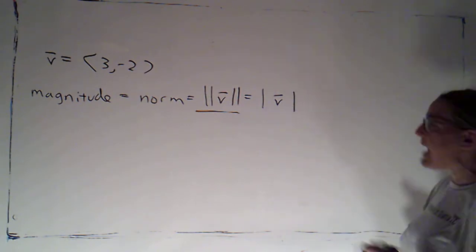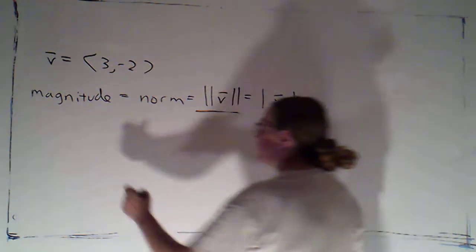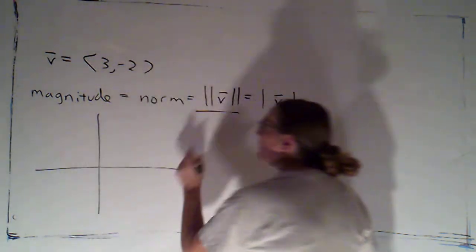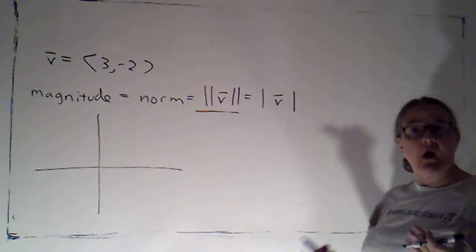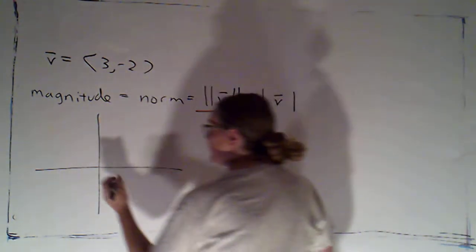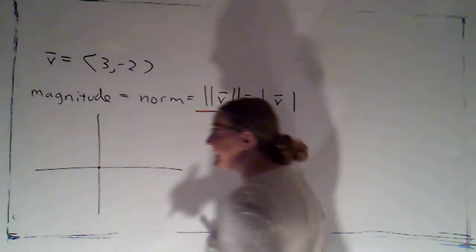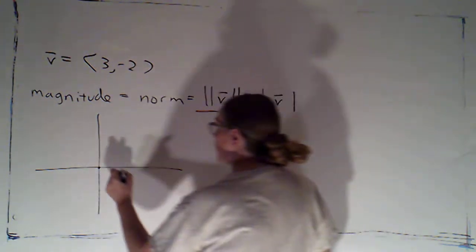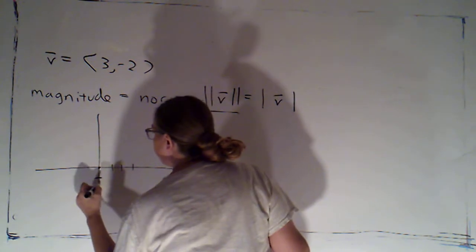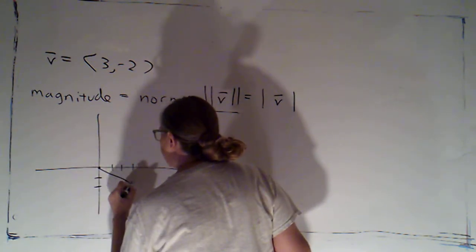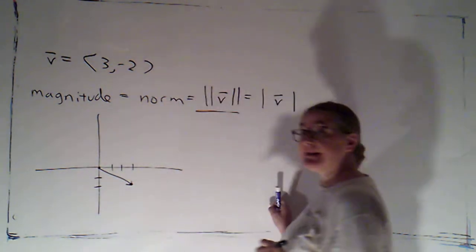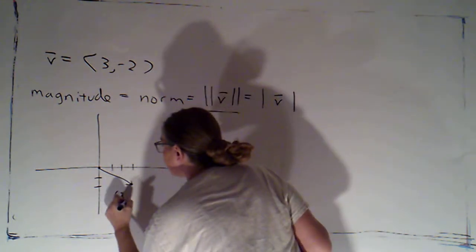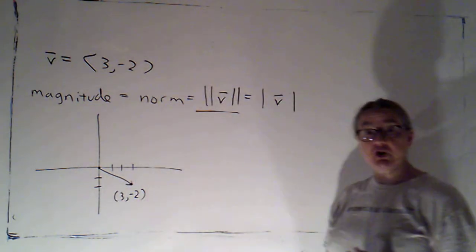Okay, so how would I calculate this? Well, I'm going to draw myself a picture. Now I can put v wherever I want, but it's often convenient to put it in standard position. So if I put it in standard position, the tail is at the origin. We're going 3 over and 2 down. And what that means is that the tip is at 3, -2.